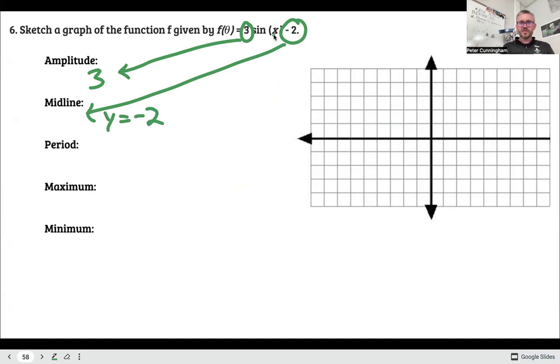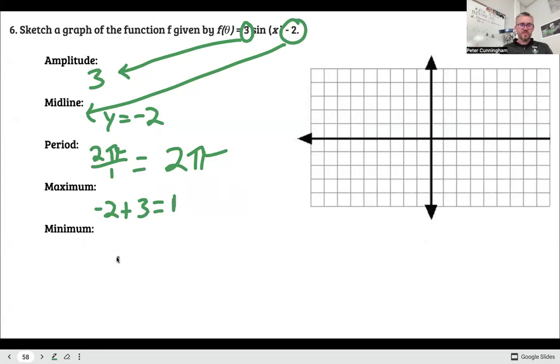Period, you've got to work for. There's nothing there, so it's essentially saying 2 pi divided by 1, not divided by 0, divided by 1. So your period remains 2 pi. All right, your maximum, that's your midline plus your amplitude. So -2 plus 3 gives you 1. Your minimum, -2 minus your amplitude, you'll be down in the -5 area.